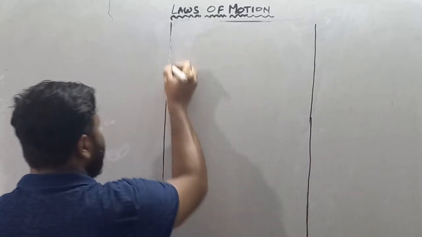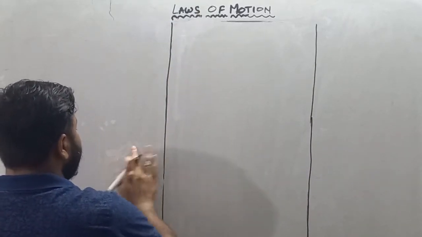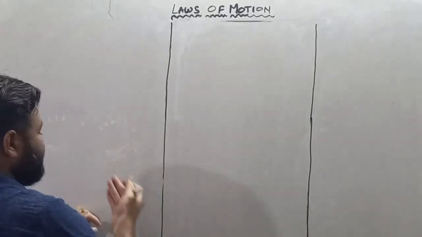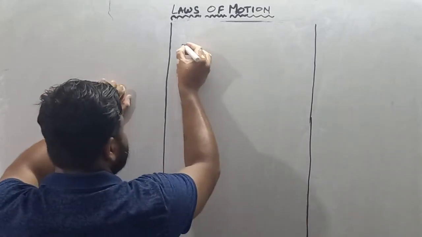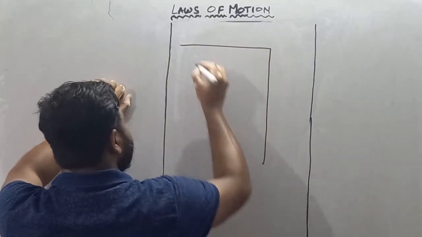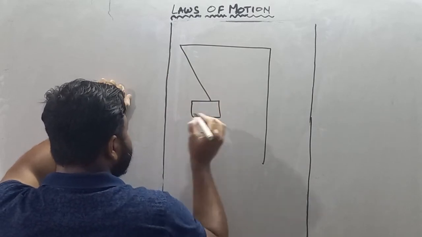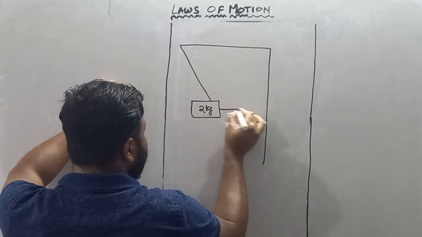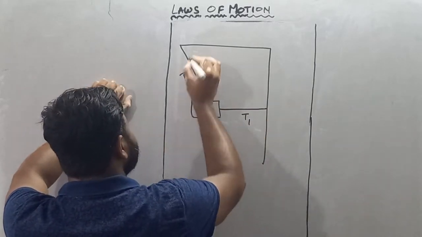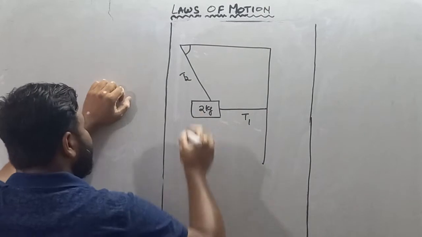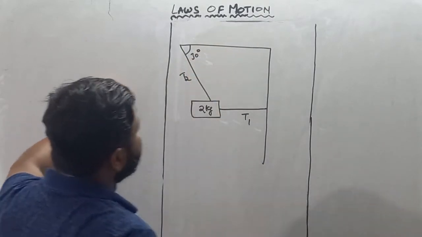Find the value of tension present on the string. So see, my dear student, let's suppose we have a system like this. A mass is there, 2 kg, and two strings. One string carries tension T1, the other string carries tension T2. Let's suppose this T2 string is making an angle of 30 degrees with this axis.